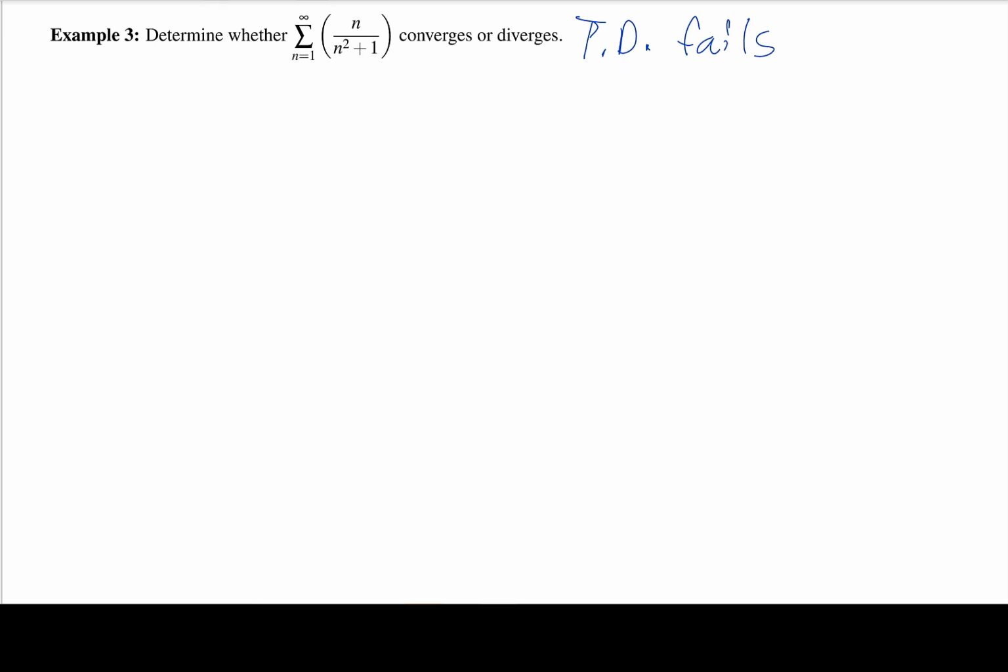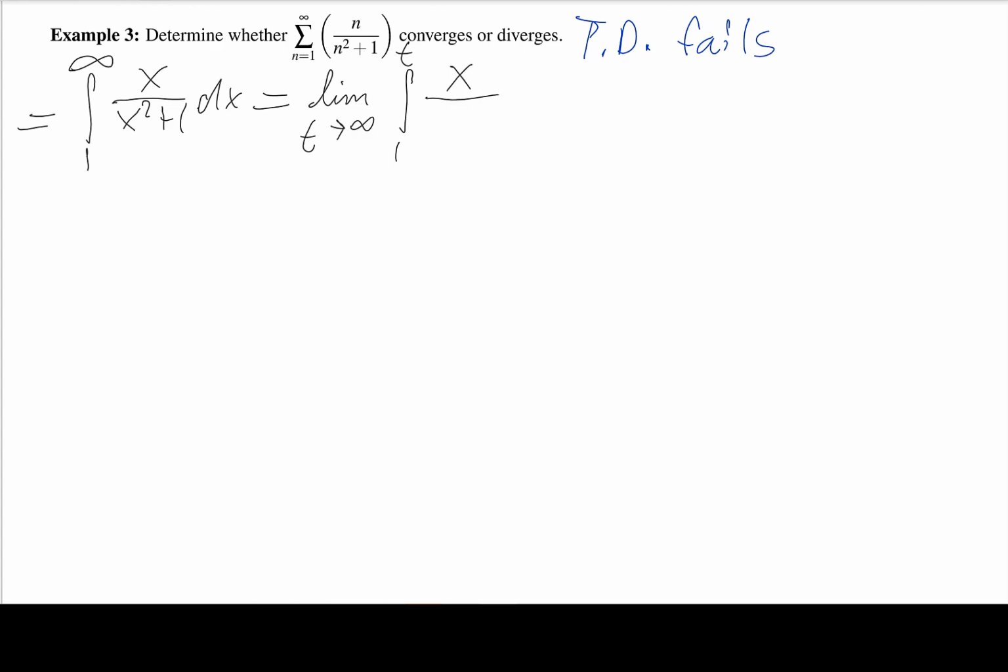All right, so now we can rewrite this as the integral from 1 to infinity of x over x squared plus 1 dx. So we rewrite this as a limit. Limit as t goes to infinity. Integral from 1 to t of x over x squared plus 1 dx.